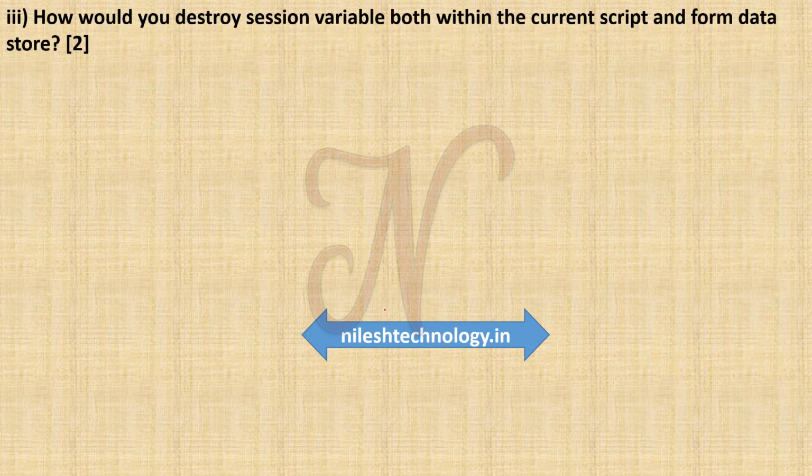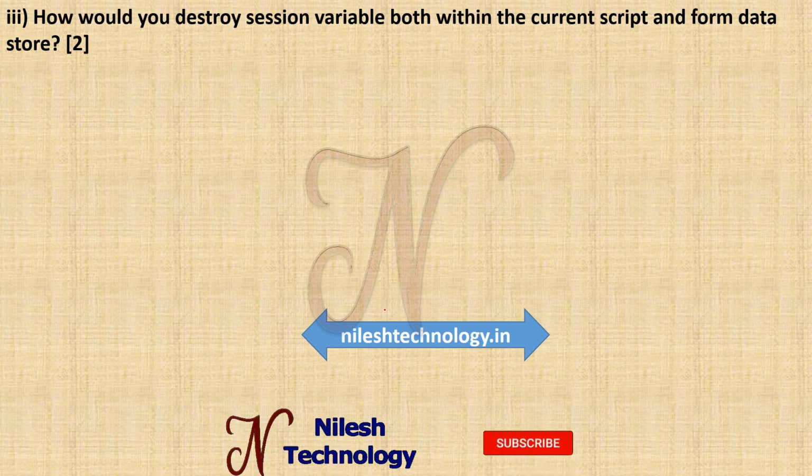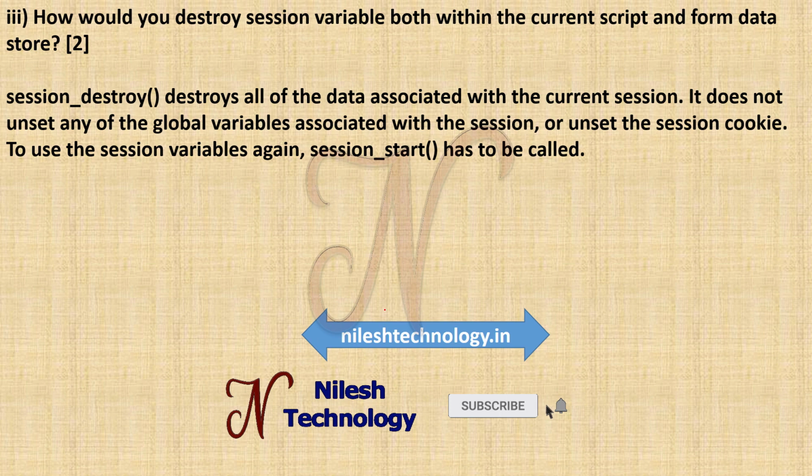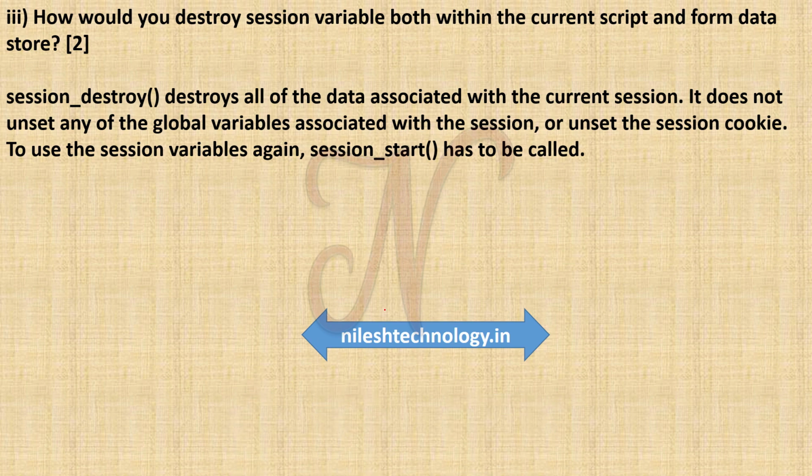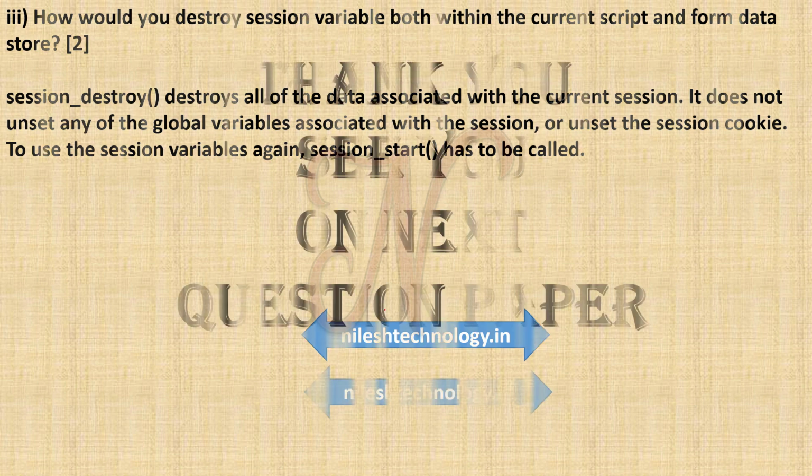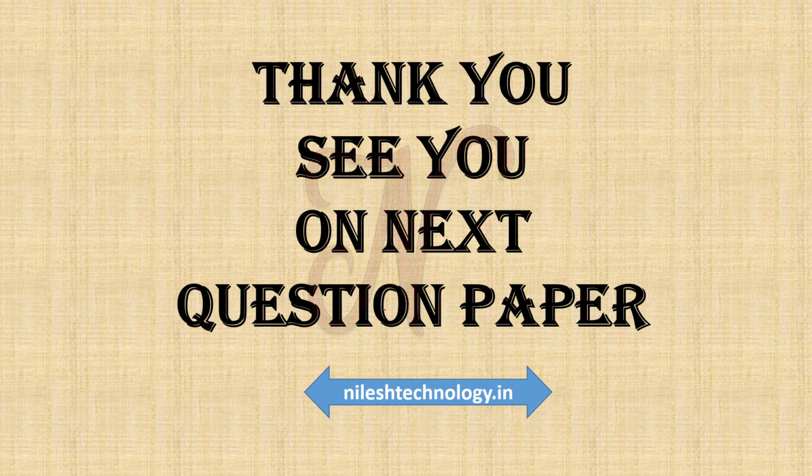So next one is: how would you destroy the session variable both within the current script and the form data store. Simple, here the function is session_destroy. It destroys all the data associated with the current session and it does not unset any of the global variables associated with the session or unset the session cookies. To use the session variables again, session_start has to be called. Okay, so here we finished the internet programming question paper.